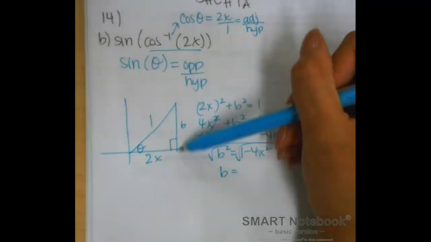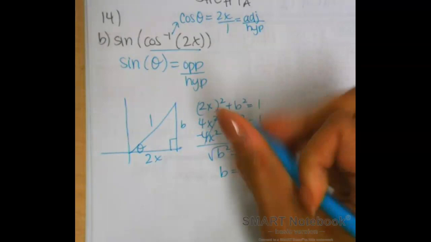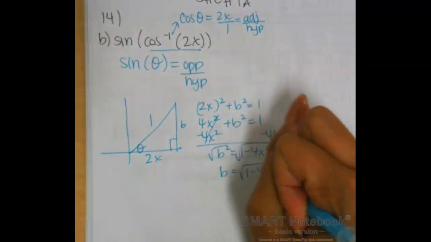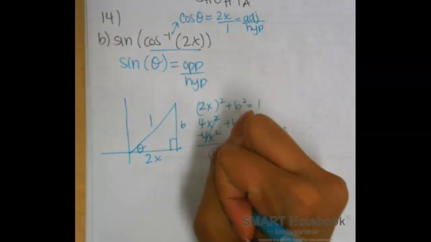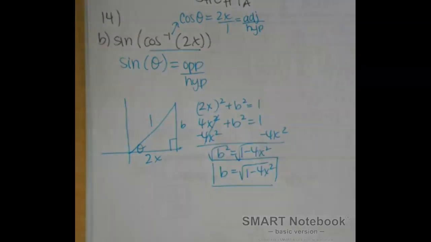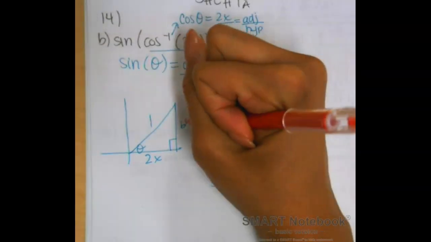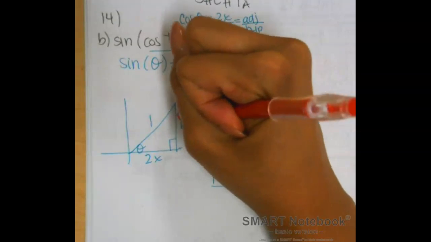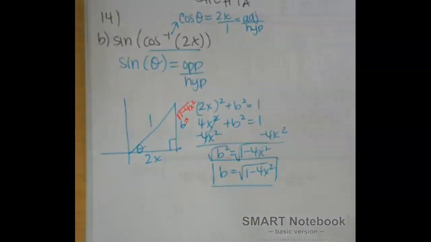Technically, yes, but you're only going to use a positive side because this side needs to be a positive value. So 1 minus 4x squared. This will be your b value. So over here for my triangle, my b value is going to be the square root of 1 minus 4x squared. Okay, so let me think back to the question.